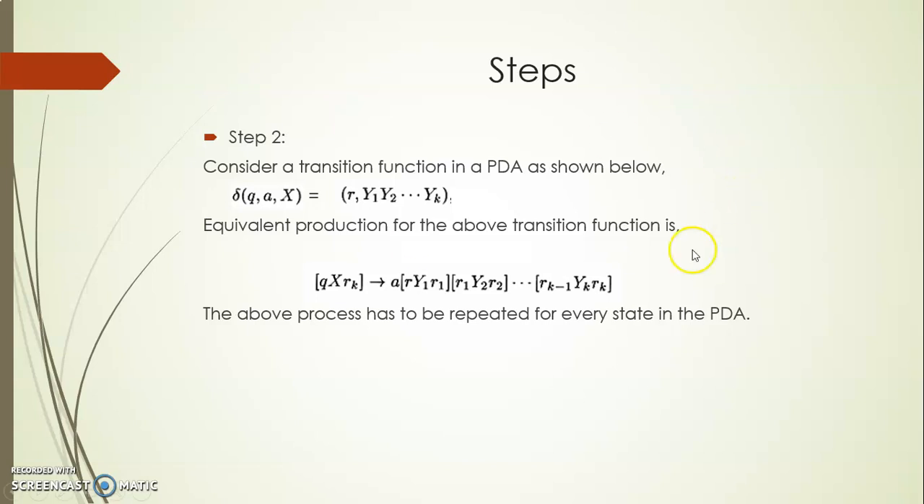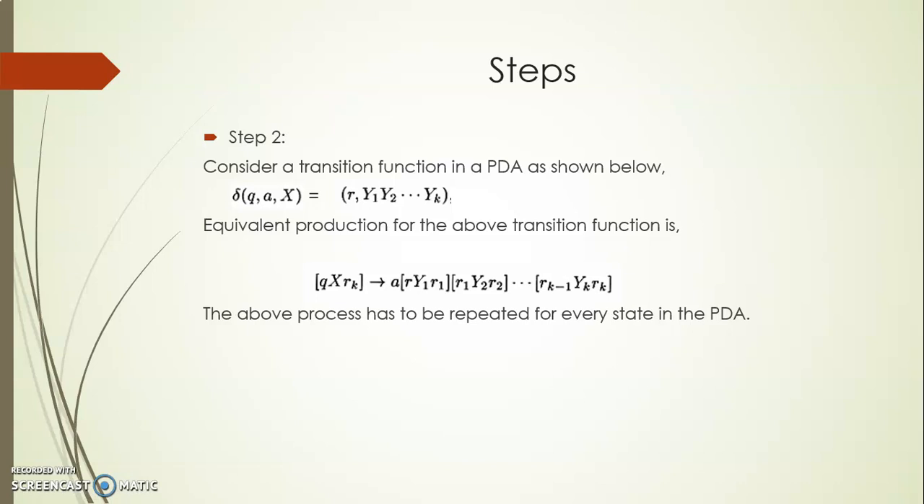Step 2 is that we'll construct the productions for every transition function present in the PDA. Let us assume the transition delta(q, a, X) = (r, Y1 Y2 ... Yk) is the given transition function. So in the second step we will be writing the productions for every transition function present in the PDA.